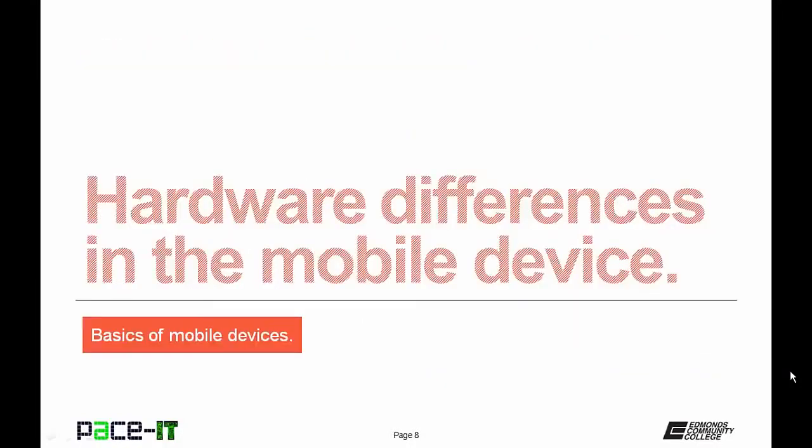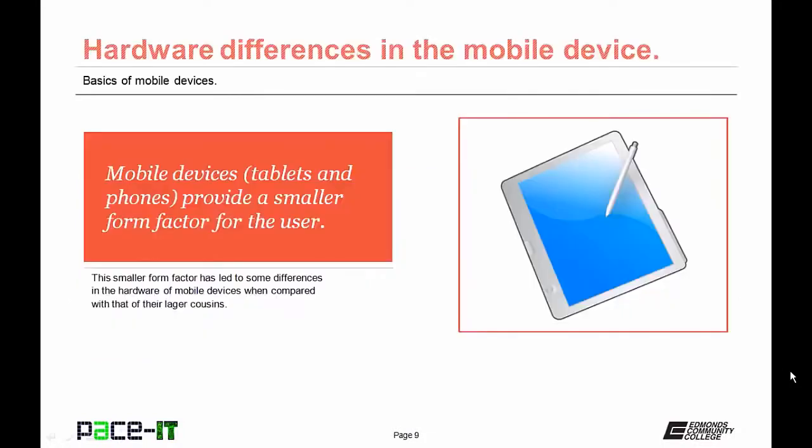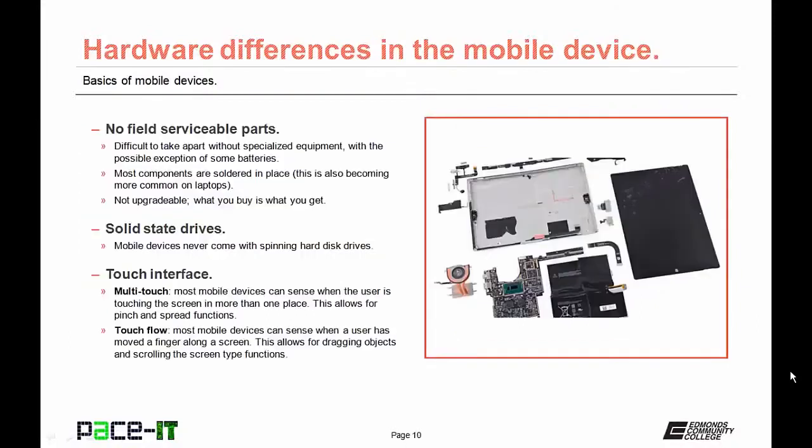Now let's move on to some of the differences between mobile devices and their larger cousins. Now, mobile devices provide a smaller form factor for the user. That's what makes them mobile. This smaller form factor has led to some changes in the hardware used from that in their larger cousins. Now, one of the first differences in mobile devices is they usually don't have field serviceable parts. And because of that, they're difficult to take apart unless you have specialized equipment.